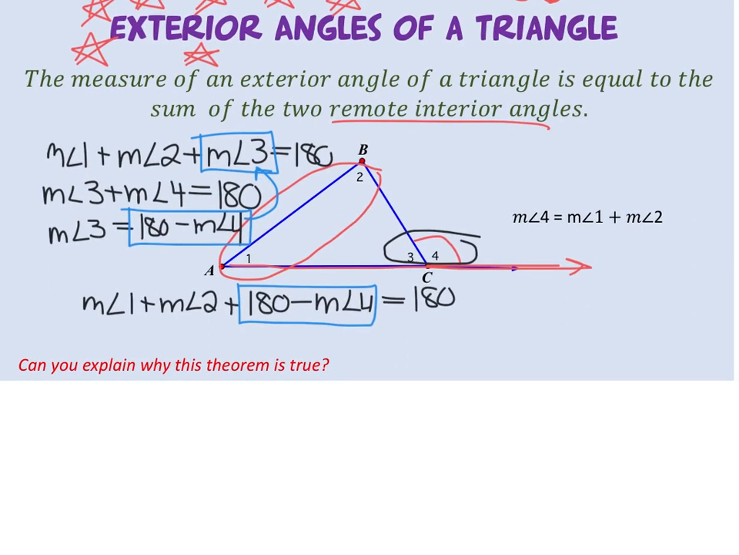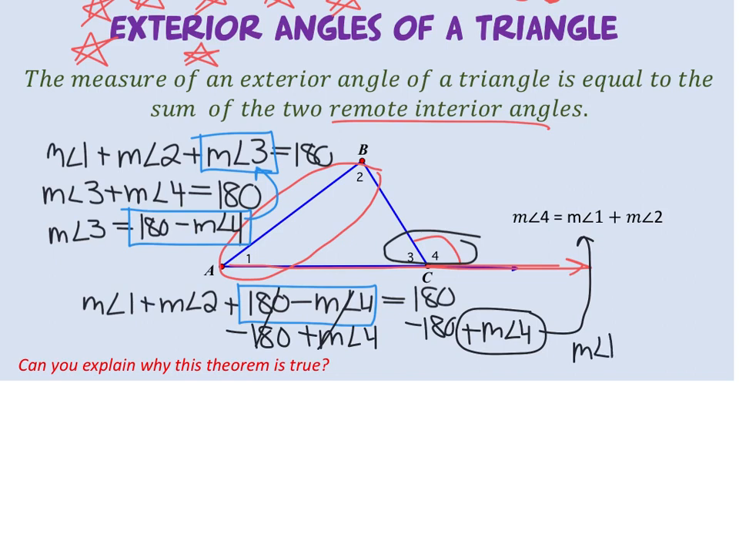So notice what would happen if I subtract 180 from both sides, and then I'm going to add the measure of angle 4 to both sides. Look what happens. I am left with exactly this statement. I would have the measure of angle 4 alone on the right side, and that would equal the sum of the two non-adjacent, not next to, that exterior angle, the sum of those two measures.